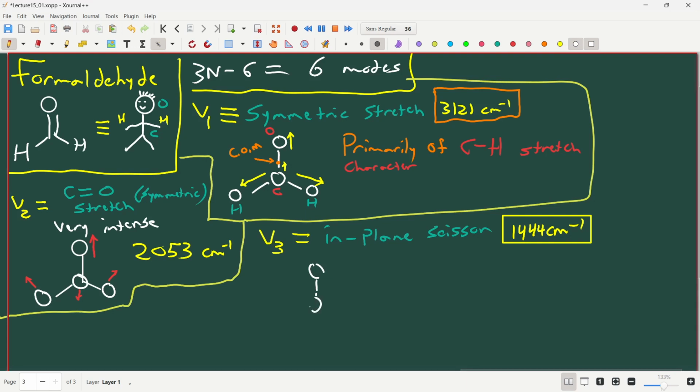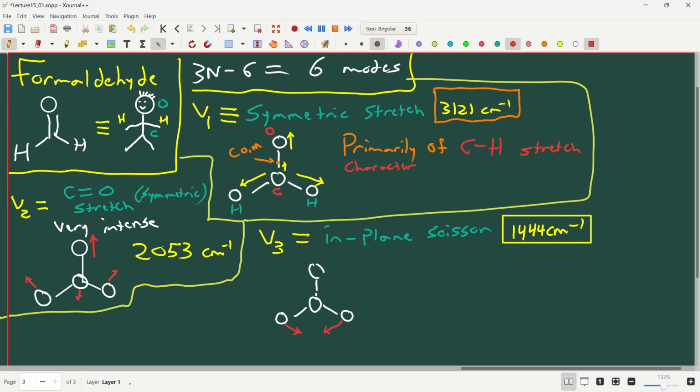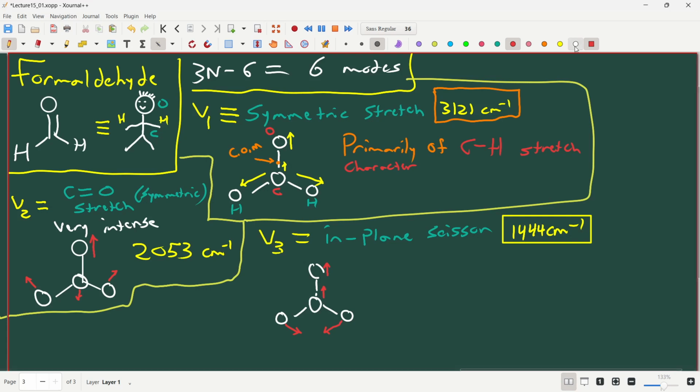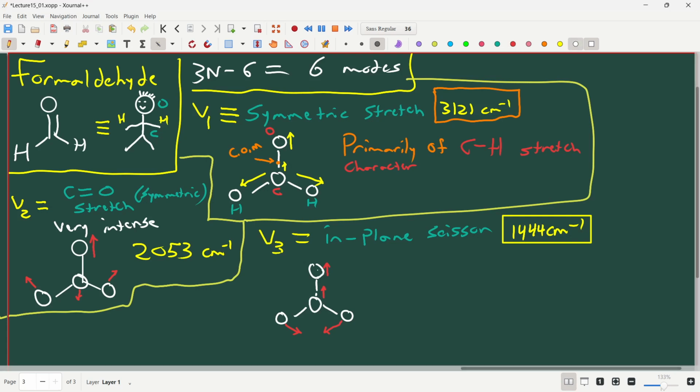And it literally is a scissoring motion of the molecule. I'll draw my balls and sticks again. Right, the primary motion is the hydrogen scissoring. We have this bending, rocking motion of the hydrogens. And of course, to compensate for that motion, the oxygen and the carbon have to move away. Right? So you have to kind of go like this, right?